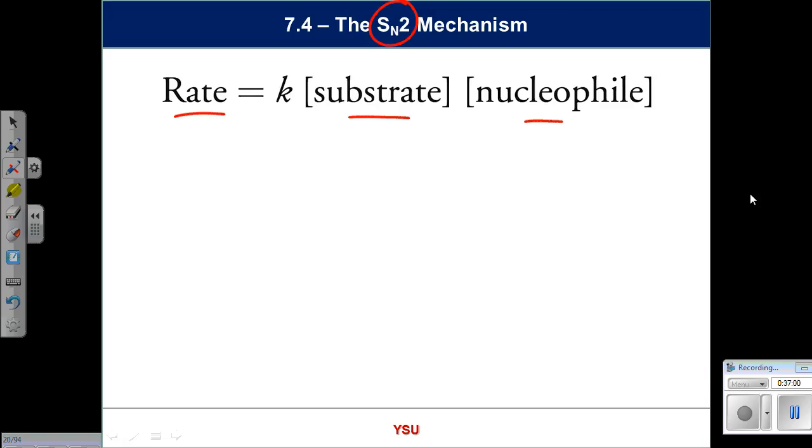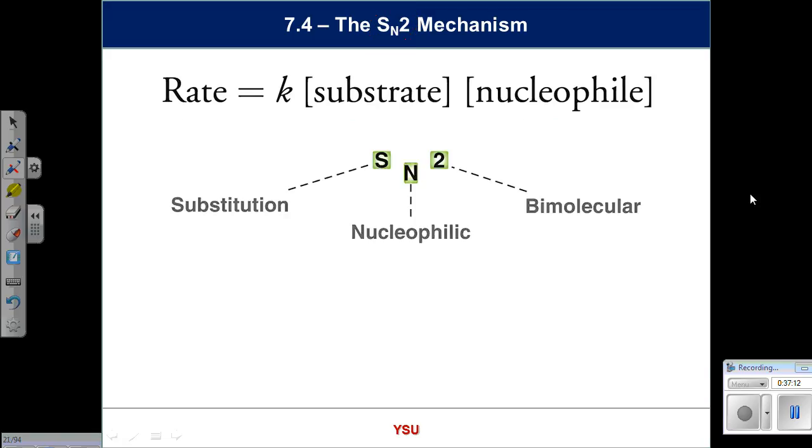Faster. Simply because there are more of these things to find each other, right? If you've got 1 mole of substrate and 10 moles of nucleophile, you're going to get a faster reaction because there are more of them. There are more chances of those nucleophiles hitting those substrates. That's all it is. So in terms of where the names come from, it's fairly simple. Substitution, nucleophilic, bimolecular. When you see the picture of this, the reaction profile, you'll see exactly why it's bimolecular.